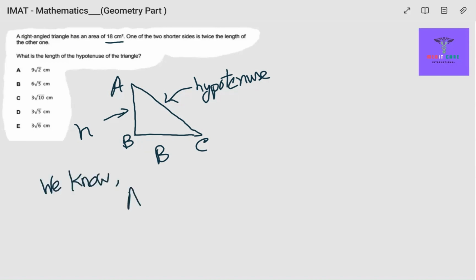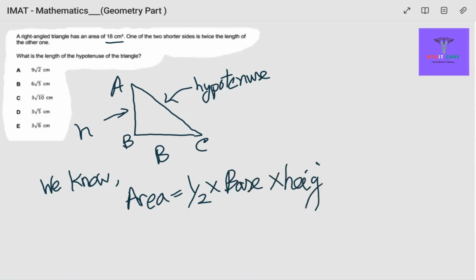We know area equal to half into base into height. Now the area here is given 18 centimeter square, so we'll put 18.